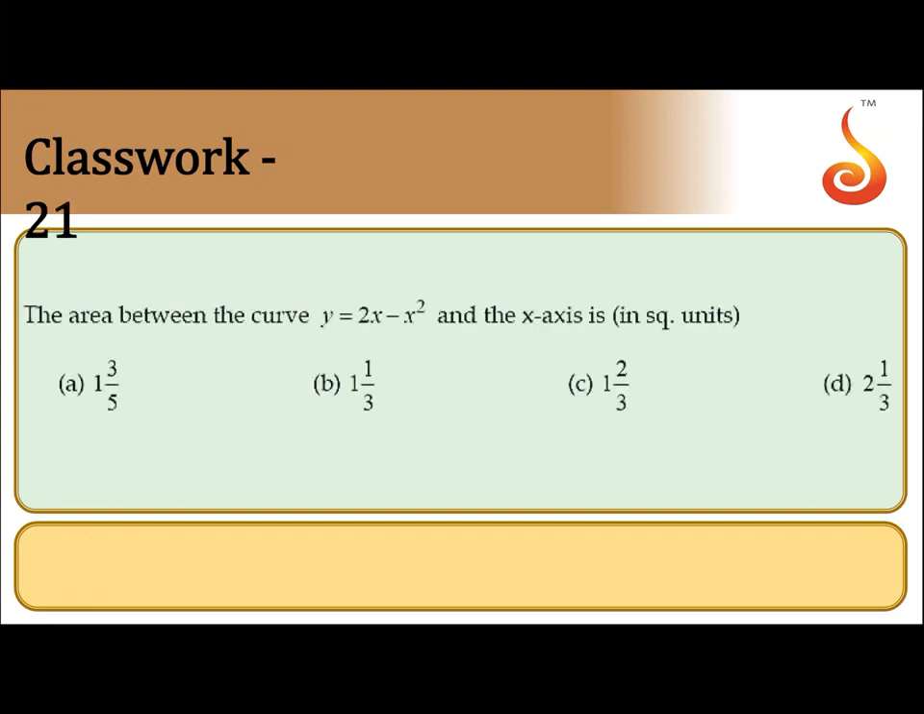Coming to the next one. Area bounded by the curve and x-axis. A similar problem we have done already. So let us say y is equal to 2x minus x square and the x-axis y is equal to 0. Solving these two, we get 2 multiplied by, I hope, 1 minus x multiplied by x is 0. So x is equal to 0, x is equal to 2.